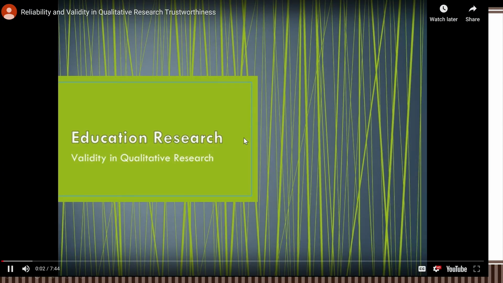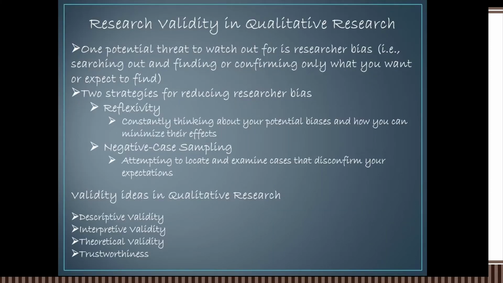This video is about validity in qualitative research. Remembering that validity is the ability to measure exactly what you're saying you're measuring. So proving that you are indeed getting results because you're measuring something very specific, your specific phenomenon. And so one of the potential threats to being able to prove that you are measuring what you say you're measuring is researcher bias.